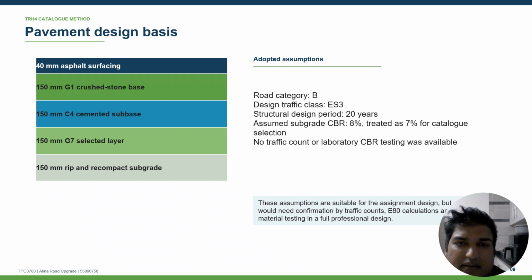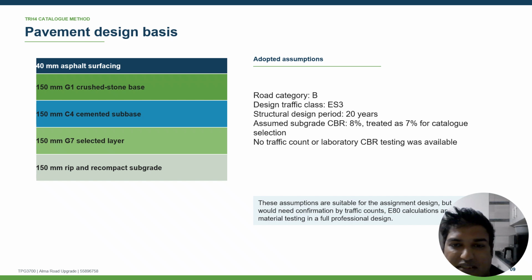For the pavement design, the TRH4 catalog method was used as the basis. No traffic count, axle loads, survey, or lab test results were available, so the pavement design had to be based on clear assumptions. The adopted road category was category B. The assumed design traffic class was ES3, and the structural design period was taken as 20 years. The subgrade CBR was assumed as 8%, but it was treated conservatively as a 7% catalog support condition.